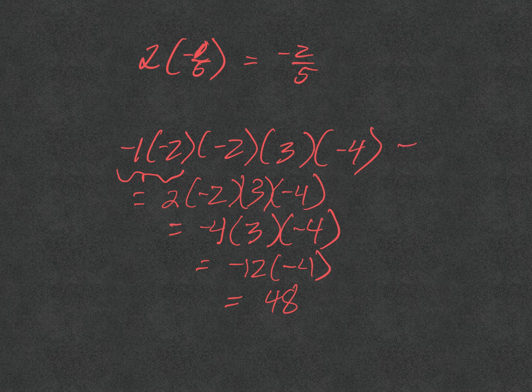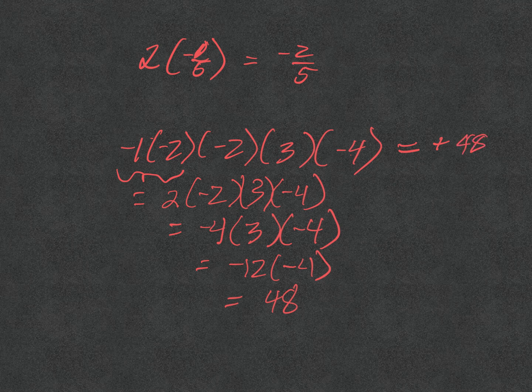Another way to do that is count the negative signs. So if I have 2 negative signs, it's positive, but then the third negative sign will make it negative. And then if I have a fourth negative sign, it'll make it a positive again. So I already know my answer is positive. So all I have to do is take 1 times 2 times 2 times 3 times 4, just multiply the whole numbers. So I get 4 times 3 is 12 times 4 is 48. And that's sort of the fast way to do it.